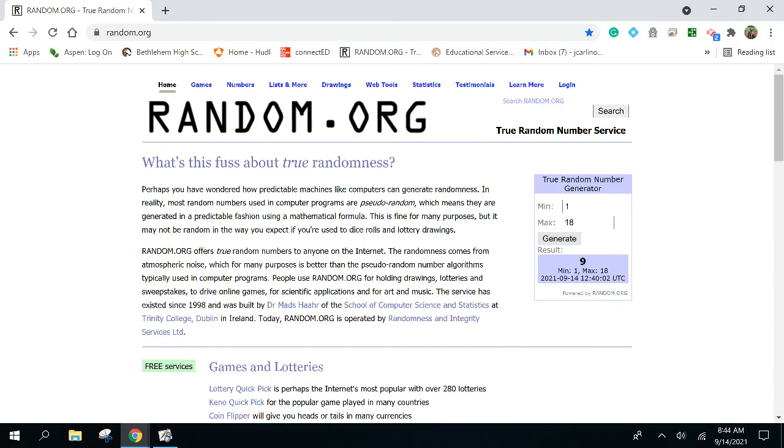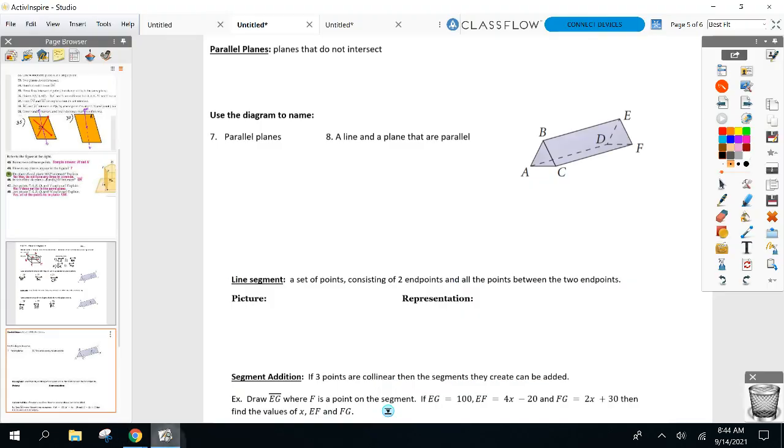I'll go back to my numbers here. Number 5, which we don't have. How about 16? Almost. Maybe next week. 18. Kayla, what do you got? The two planes that are parallel to each other will never intersect.